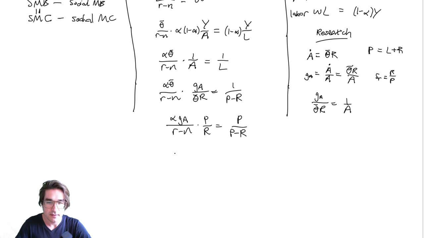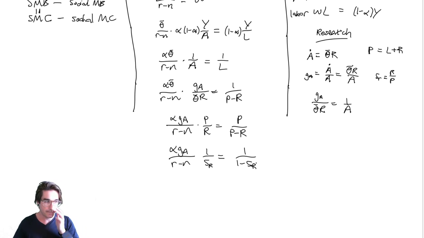So now everything is proportional, right? And so we can write it like this: 1 over s_R, because that's just R divided by P, and then 1 over 1 minus s_R. So now we made everything proportional. Is it capital R or lowercase? No one knows. Let's do a capital.